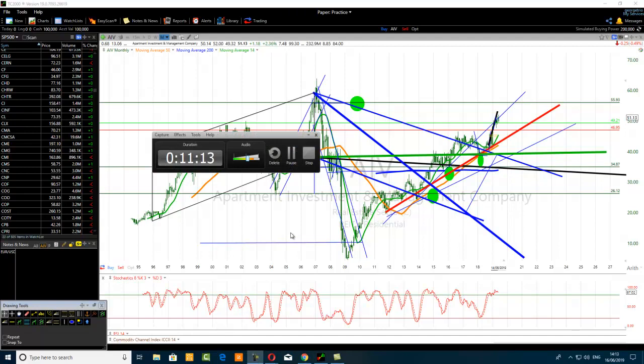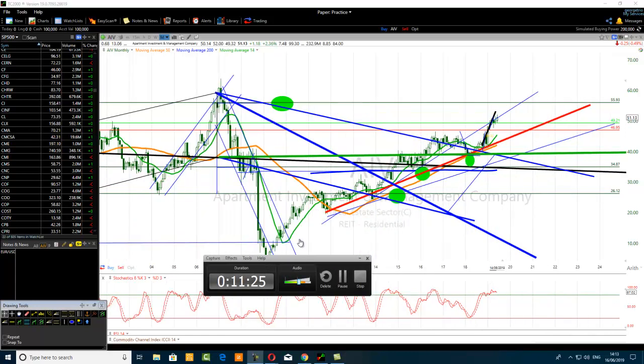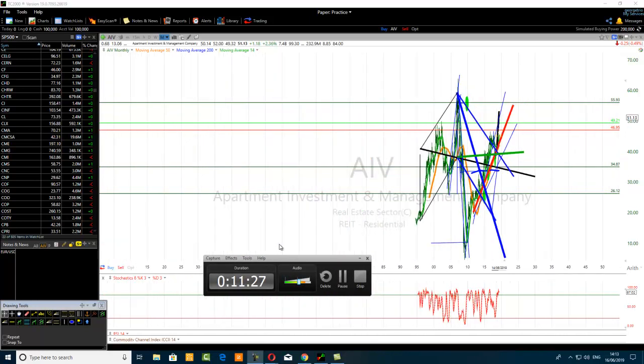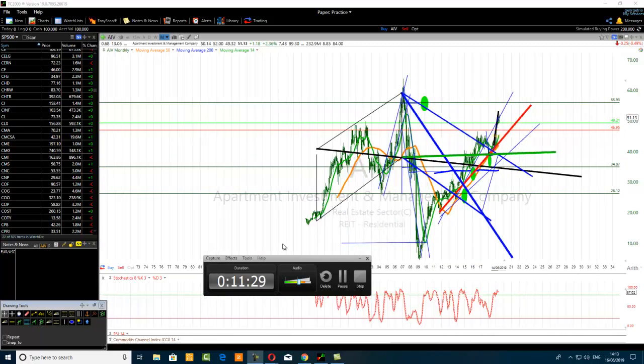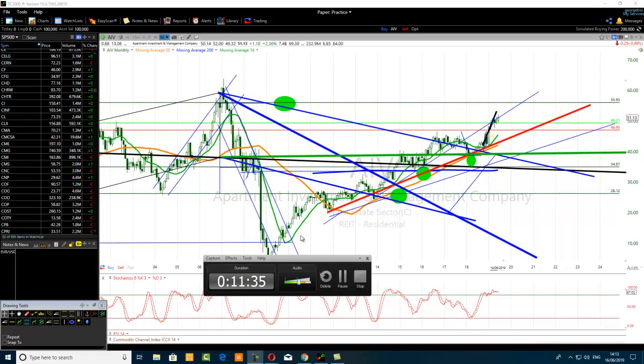We are the TSTW24 traders talking about advanced technical trading tips using market geometry. The financial instrument that we are analyzing today is Apartment Investment Management Company, ticker AIV, belonging to the real estate sector.